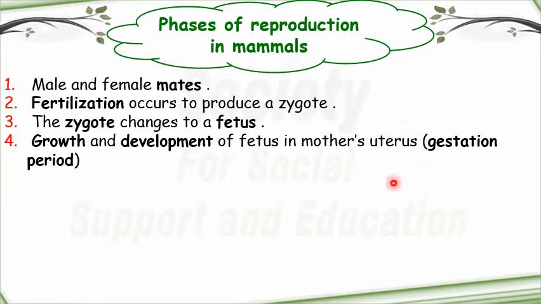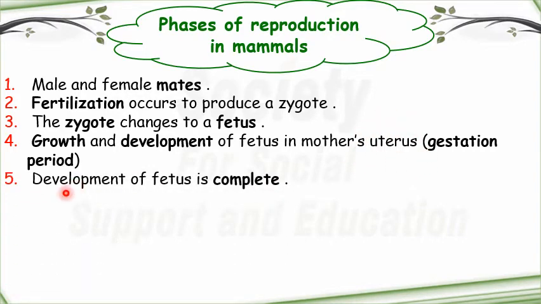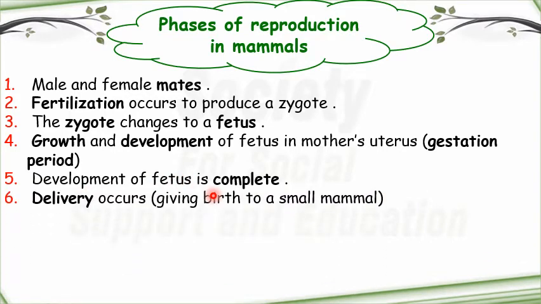اليوترس هو الرحم. After that, development of the fetus will become complete. So when development of the fetus is complete, we have the delivery. The delivery occurs, giving birth to small mammals. Delivery هو الولادة.